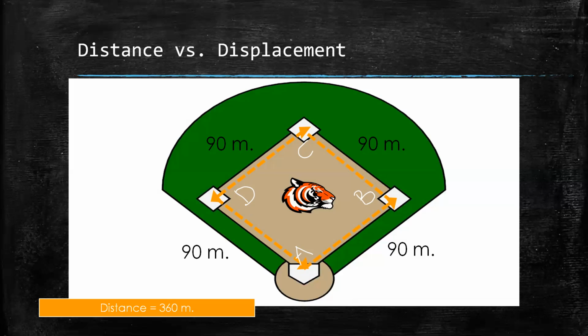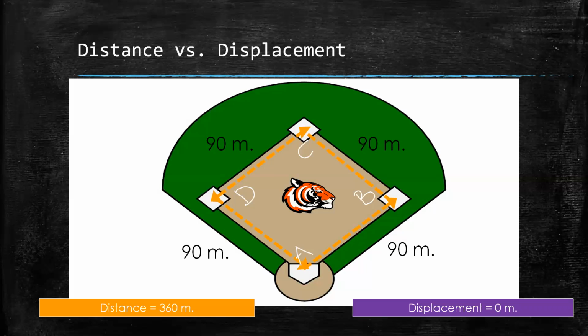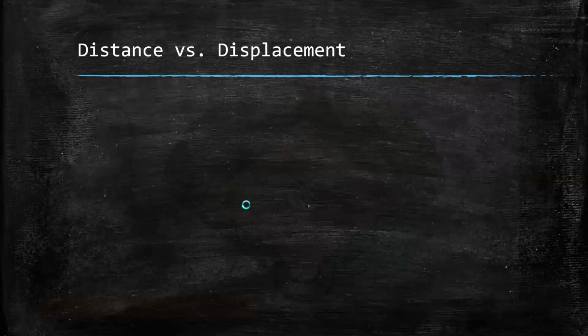Whereas his displacement will be 0, because he started from A and came back to A itself. So his initial and final position is the same. So in that case, displacement could be 0. So everywhere, displacement will always be less than or equal to distance. Displacement will never be greater than distance. After doing all these activities, I hope we will be in a position to distinguish between distance and displacement.